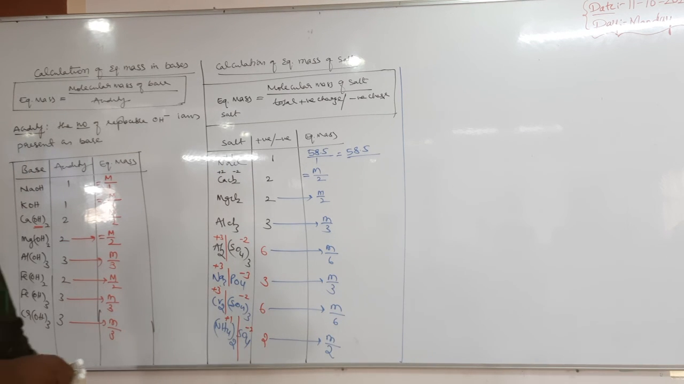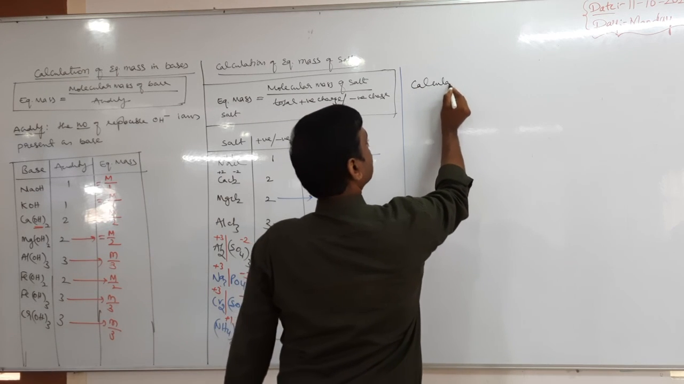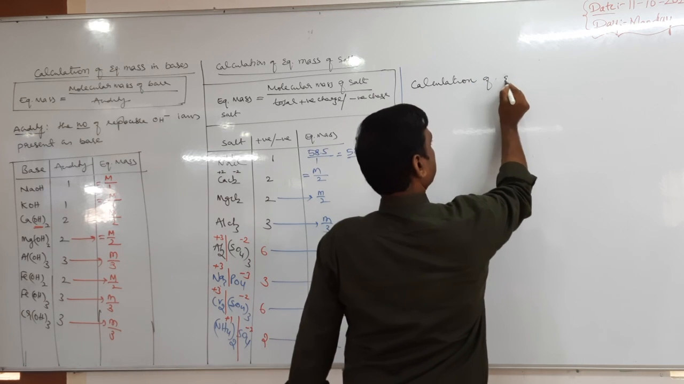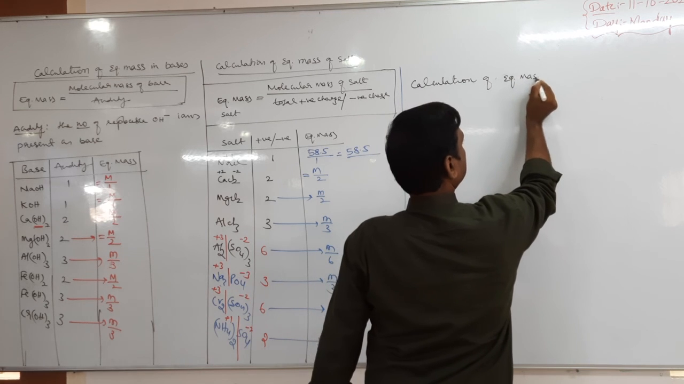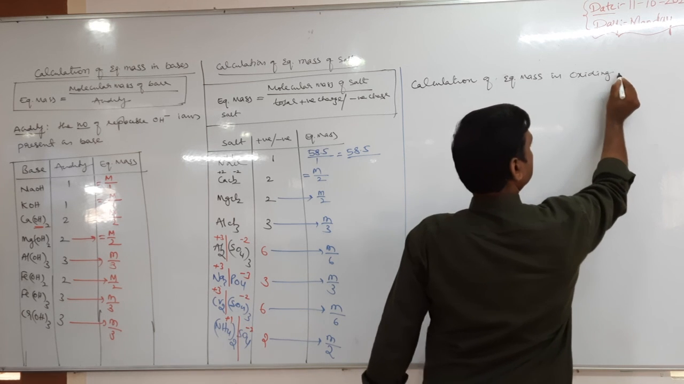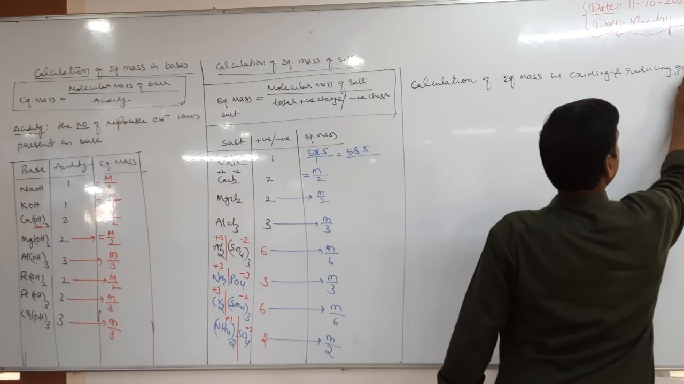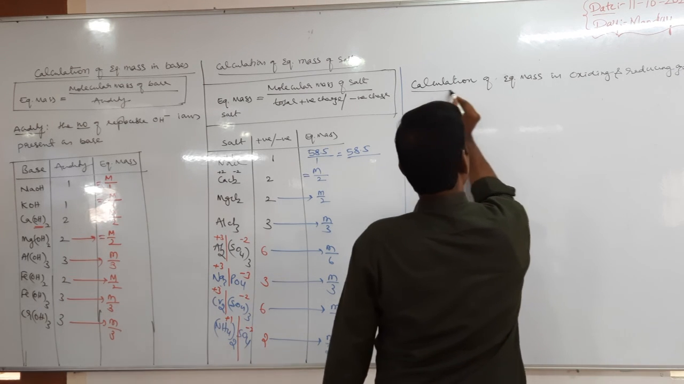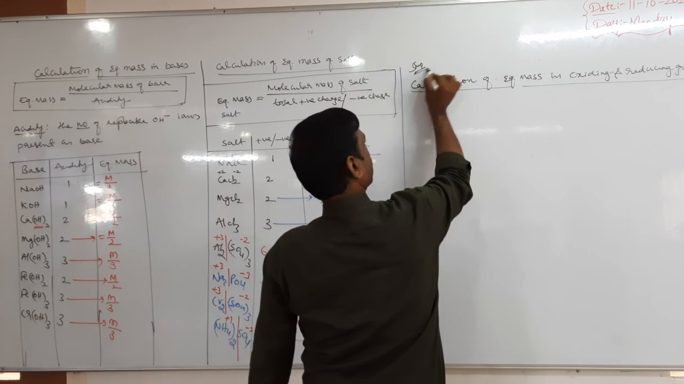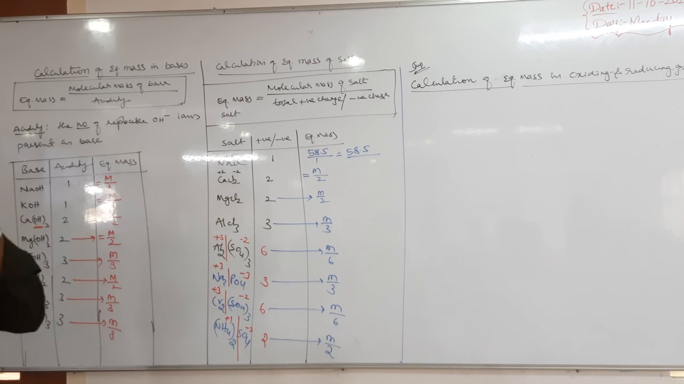Next is calculation of equivalent mass in oxidizing and reducing agents. This is very important. Calculation of equivalent mass in oxidizing and reducing agents.